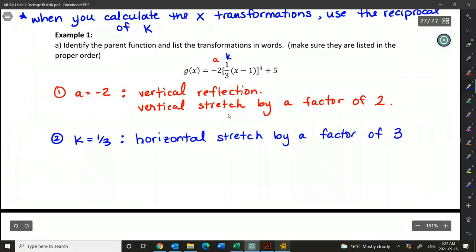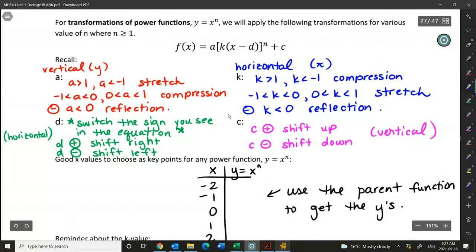So I like to just think of this, once I do the reciprocal, if I'm saying stretch, the reciprocal will be a value that's greater than 1. If I say it's a horizontal compression, when I do the reciprocal, it'll be a value in between 0 and 1. And obviously that can be -2. Okay, so horizontal stretch. If we look back up here, we can see 1/3 falls in between 0 and 1, so this should be a stretch.